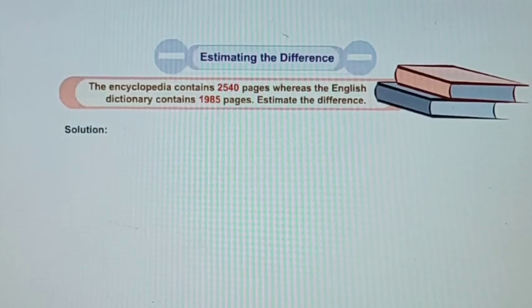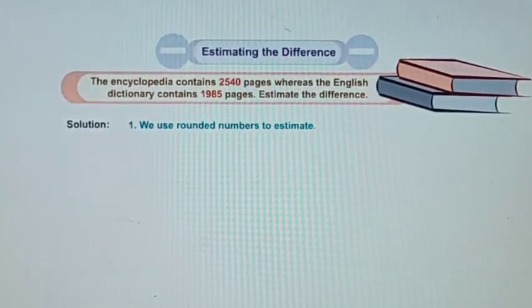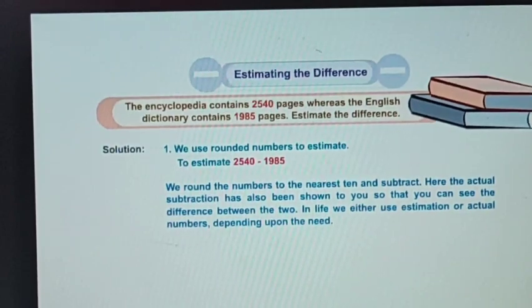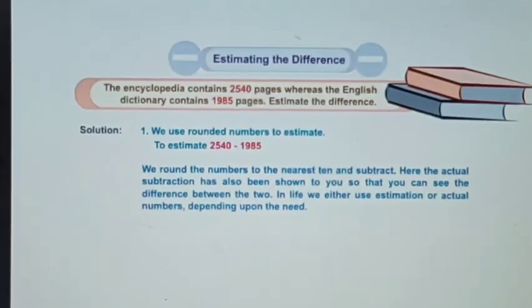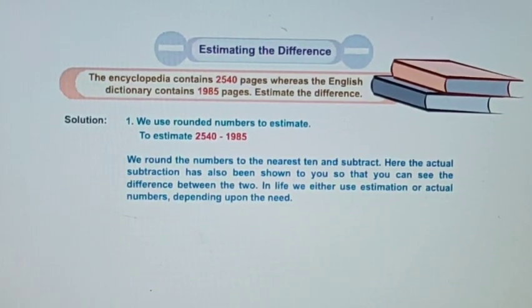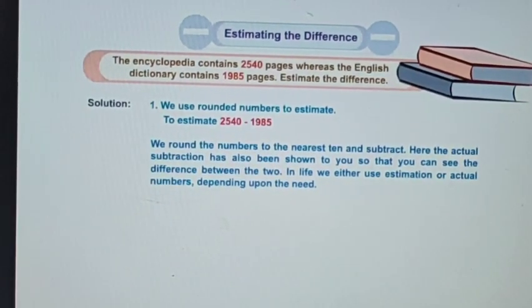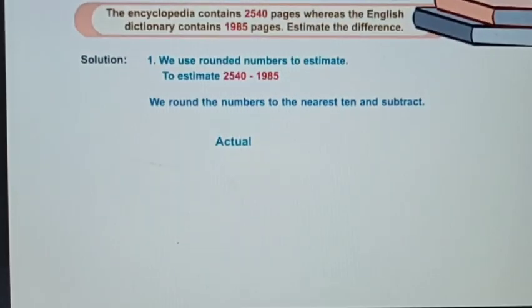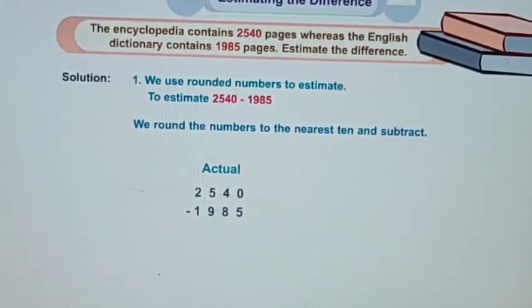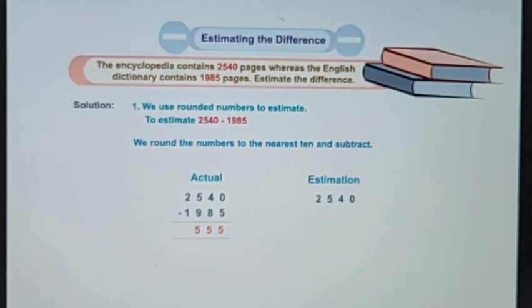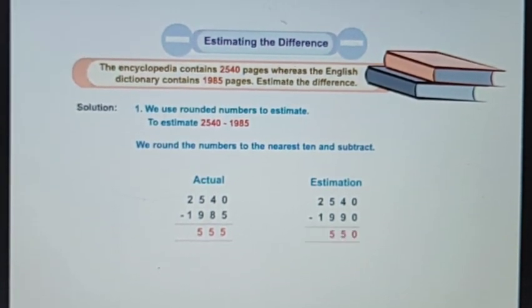Students, now we will see one video for clearing the concept of estimating difference. Okay? Estimate the difference. Solution. We use rounded numbers to estimate. To estimate 2,540 minus 1,985, we round the numbers to the nearest 10 and subtract. Here the actual subtraction has also been shown to you so that you can see the difference between the two. In life, we either use estimation or actual numbers depending upon the need. Actual 2,540 minus 1,985 gives 555. Estimation 2,540 minus 1,990 gives 550.